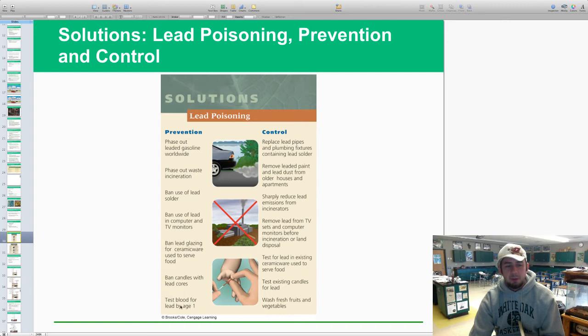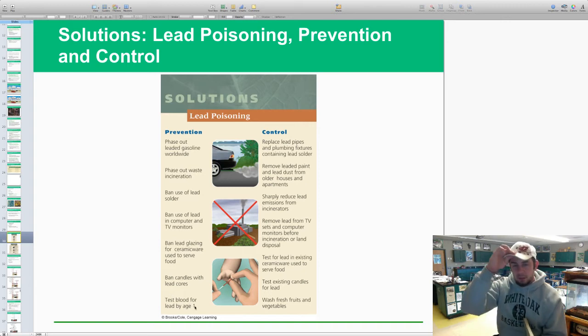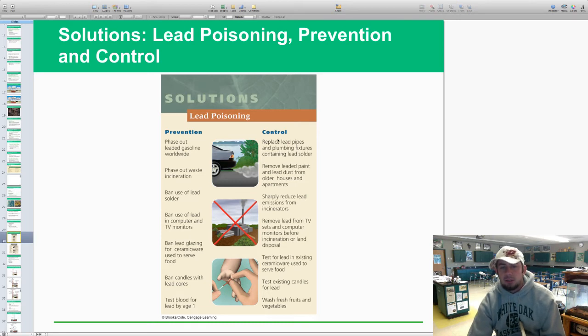And also test blood for lead by age 1, so we know what to do if there's any danger of lead poisoning. Also for control, replace lead pipes and plumbing fixtures containing lead solder, remove lead paint and leaded dust from older houses and apartments, which we should be getting there hopefully sooner than later. Sharply reduce lead emissions from incinerators, remove lead from TV sets and computers before they're put in the incinerator or for land disposal. Test for lead in existing ceramic ware used to serve food.